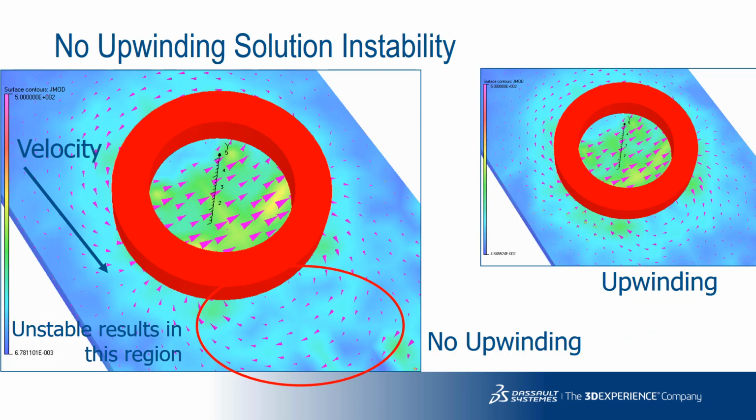These two pictures show a coil moving at speed over a conducting plate. Without upwinding, you can see instabilities in the area ahead of the movement. When upwinding is enabled, the instability is completely removed.